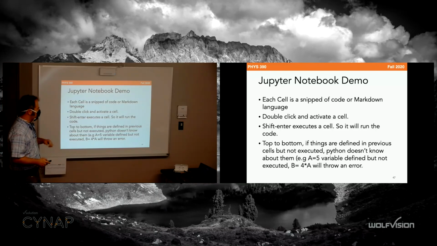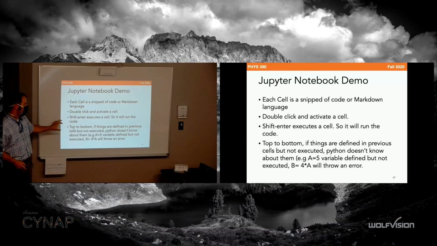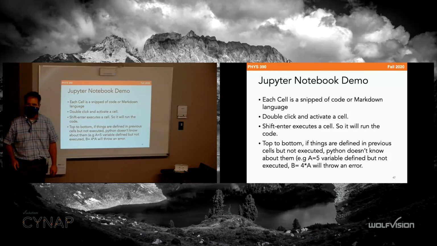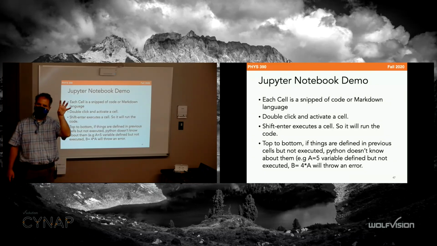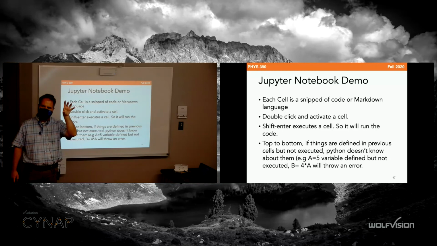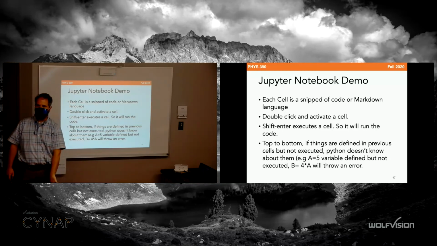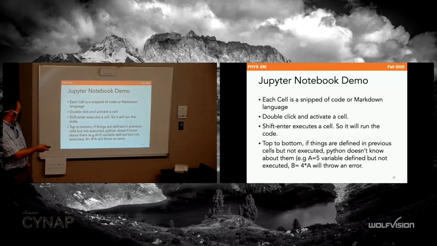So the trick is you can actually execute everything in one go, and it should run perfectly fine, top to bottom. If things are defined in previous cells but not executed, Python doesn't know about them. If I say A is 5 in the bottom one, it doesn't know about it until we get there. And then it goes, OK, A is 5. But if I then want to do something in the top cell with A, then unless I've executed that cell, it's not going to know about it. Boom.